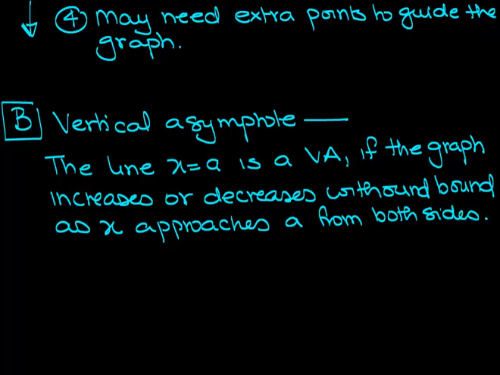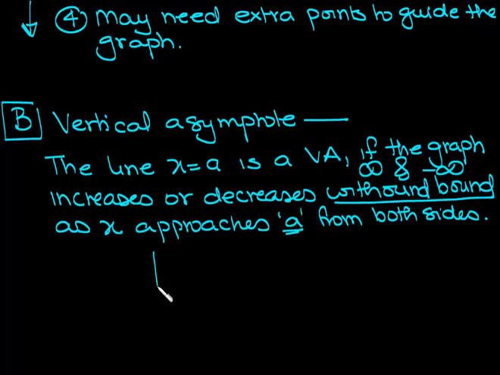Okay, so basically what that tells me is when we say a graph increases or decreases without bound, that means it gets really, really big, and we are talking about infinity and minus infinity, as you get closer and closer to a, as x approaches a from both sides.